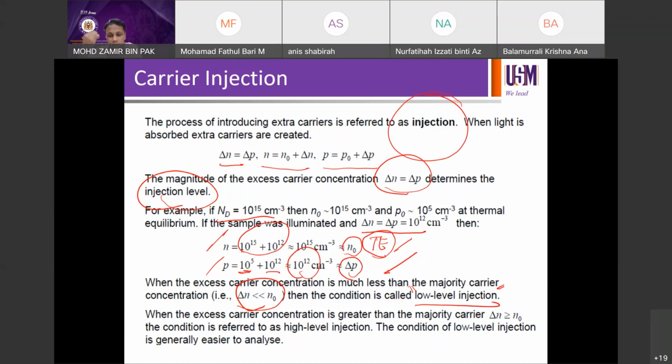On the other hand, if your excess carrier is close to your majority carrier concentration, that will be called a high level injection. When excess carrier concentration is greater than or equal to the majority carrier, which is the other extreme, the condition is referred to as high level injection. Okay, high level injection is a lot harder to analyze, right? But you may have this condition as well, depending on your excess carrier generation condition, right?